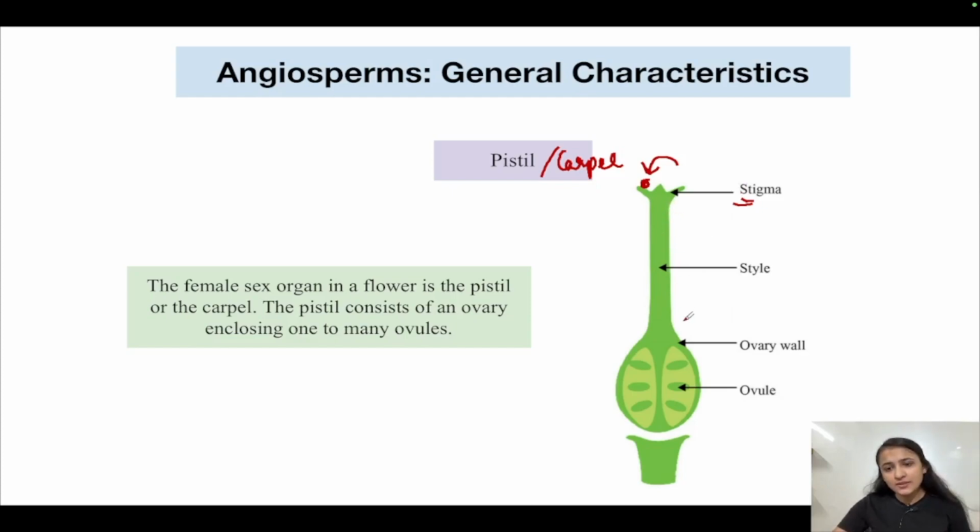This long structure is the style. This is the ovary wall and ovule, as already explained in the previous slide. Now the female sex organ in a flower is the pistil or the carpel. The pistil consists of an ovary which encloses one to many ovules. Now ovule can be one in number or more than one in number.